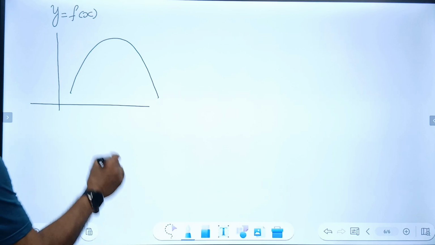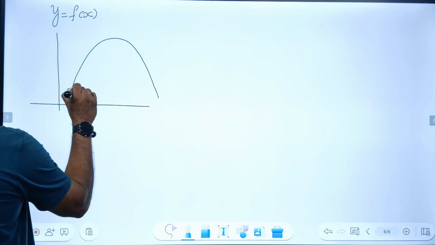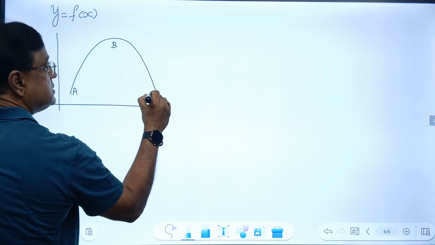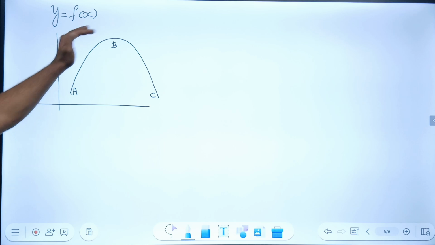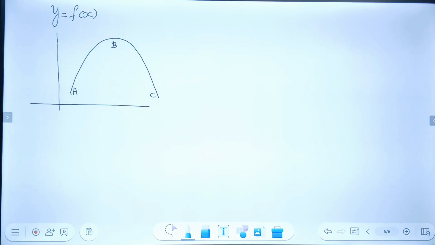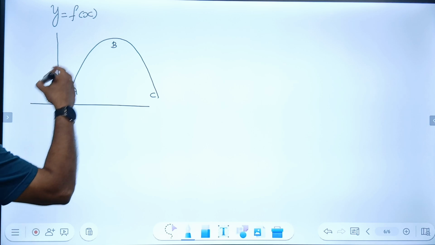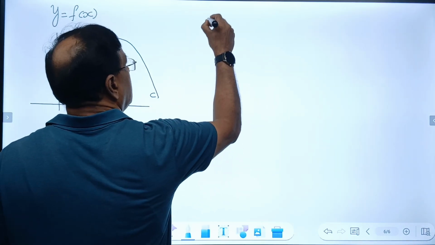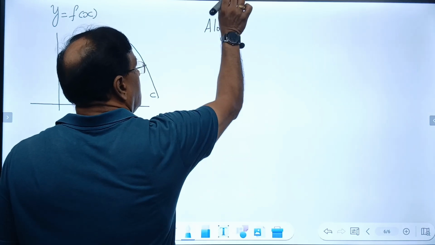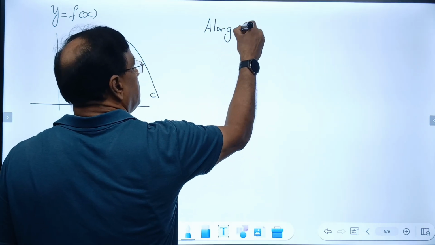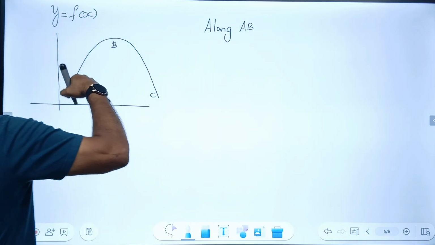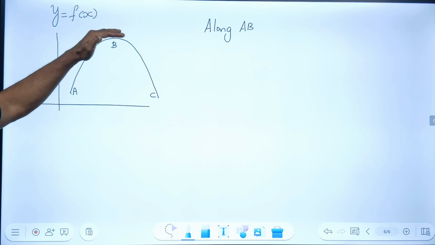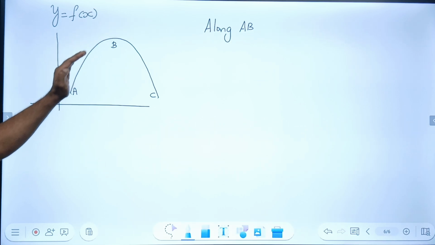Now let me mark this point as A, somewhere here, and take this point as B, and this is C. See, this is a curve from A to C. Now what I do is, first I will break the curve into two parts. The first part of the curve is along AB. When I go from A to B, what type of function is it? You know, this part of the curve is an increasing function. Along AB, the function is increasing.